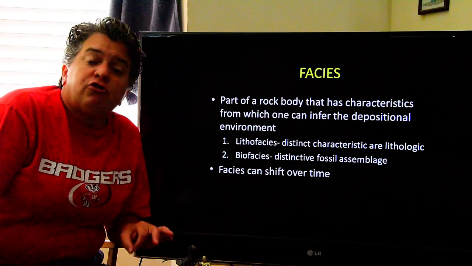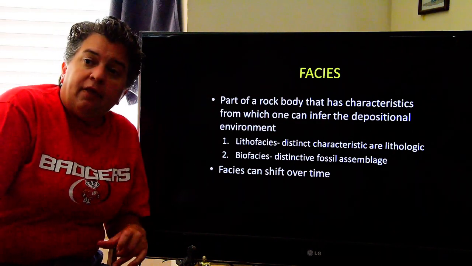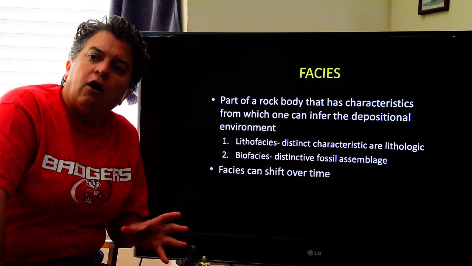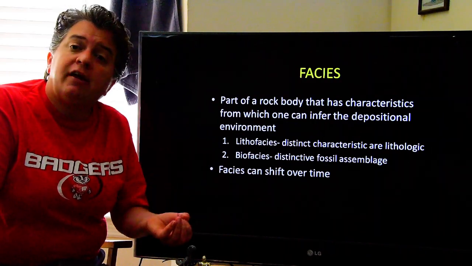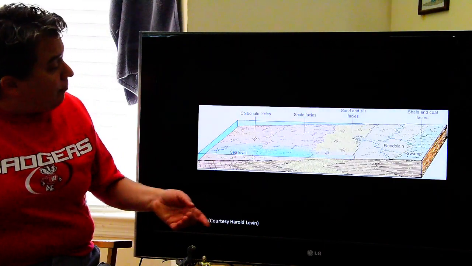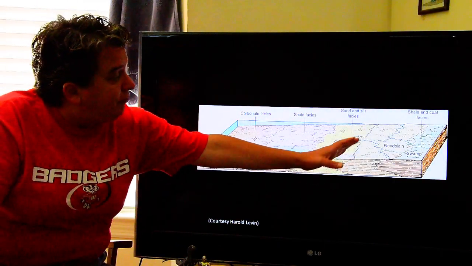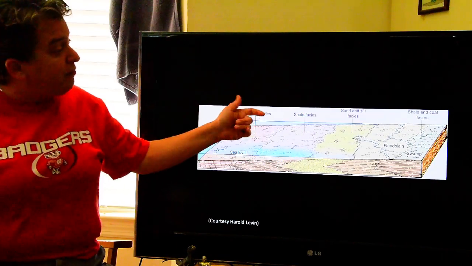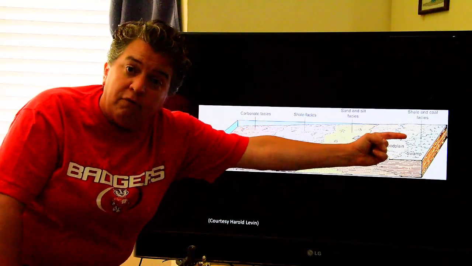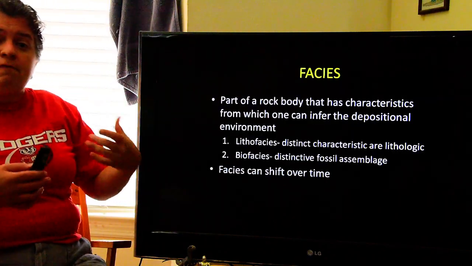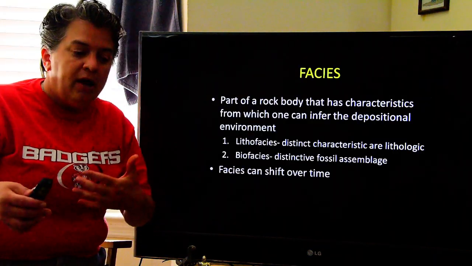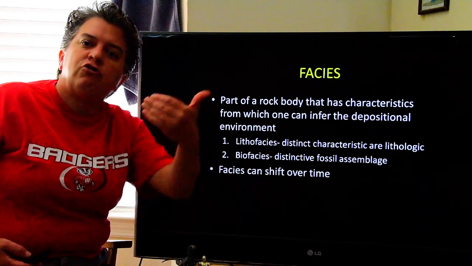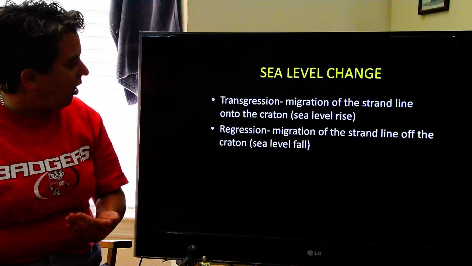Facies can shift over time. And this is particularly noticeable in coastal areas where we have sea level changes. Because imagine if sea level falls, right, this sand facies is going to move this way. If sea level rises, it's going to move that way. So these facies, in response to environmental things like sea level change, can shift around over time.